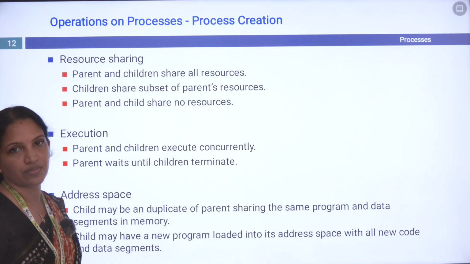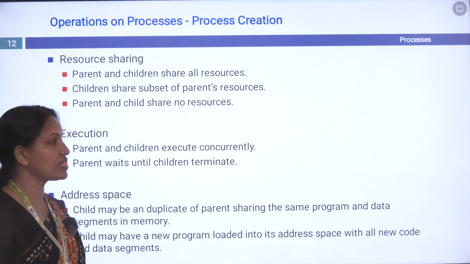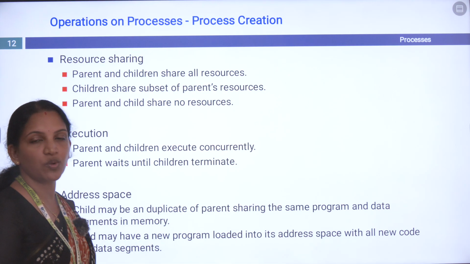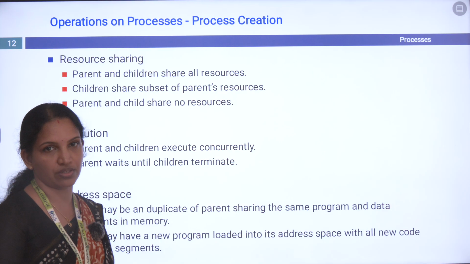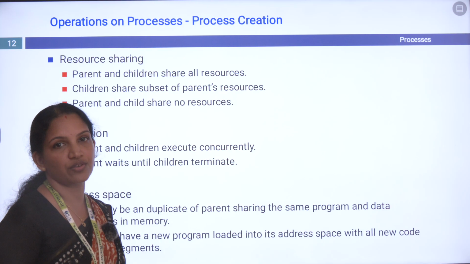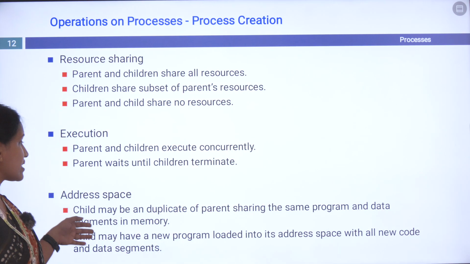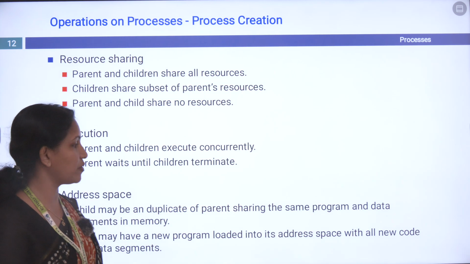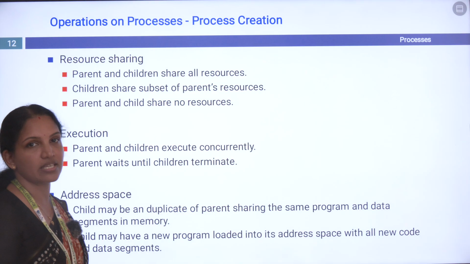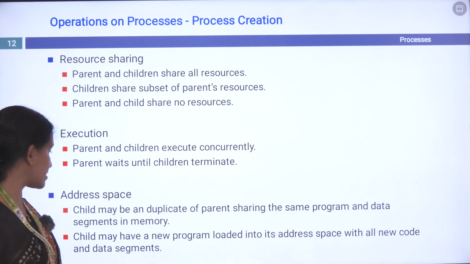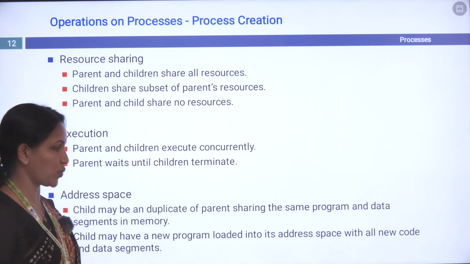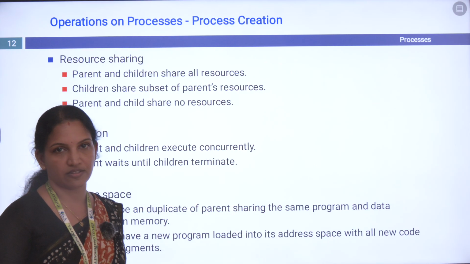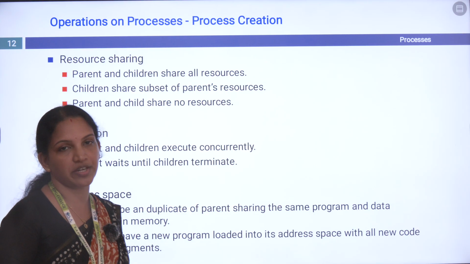Next is execution. Parent and child can execute simultaneously, or concurrently. That is the first case. The second case is that the parent waits until the child finishes its execution, and once the child finishes, the parent can resume execution. Then the third is address space. The child can duplicate the parent, that is, they share the same program and data segments in memory. That is the first case. In the second case, the child may be a different program, so it needs a different address space with all new code and data segments. They will act as two different, separate programs.